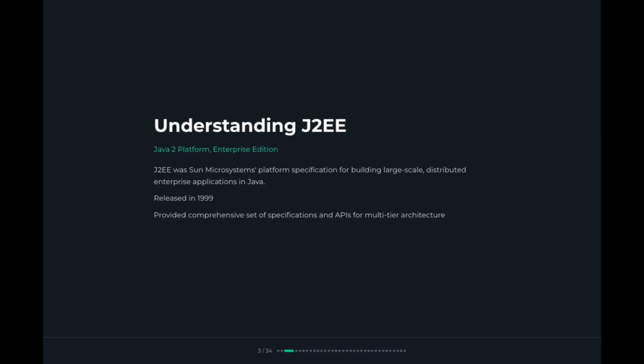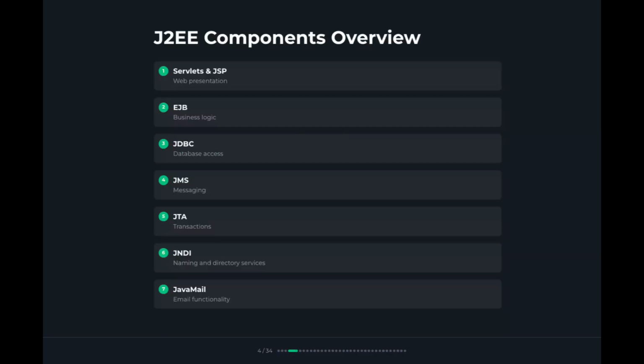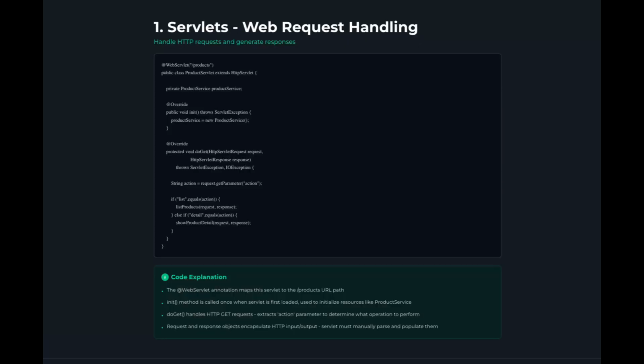It provided a comprehensive set of specifications and APIs for multi-tier architecture. The platform included servlets and JSP for web presentation, EJB for business logic, JDBC for database access, JMS for messaging, JTA for transactions, JNDI for naming and directory services, and JavaMail for email. The idea was to create a complete standardized enterprise platform. Let's go over them one by one.